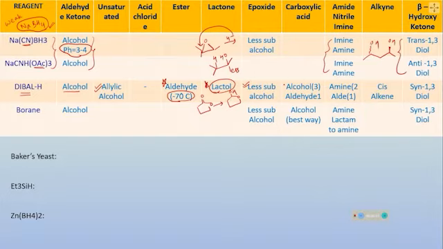Carboxylic acid is reduced to alcohol if 3 moles of DIBAL is used. If 1 mole of DIBAL is used, then it is reduced to aldehyde. Amide, nitrile or imine: if 2 moles of DIBAL is used, then it is reduced to amine. If 1 mole of DIBAL is used, then these are reduced to aldehydes. Alkyne is reduced to cis-alkene. This is also an important application. Beta hydroxyketone is reduced to syn-1,3-diols.